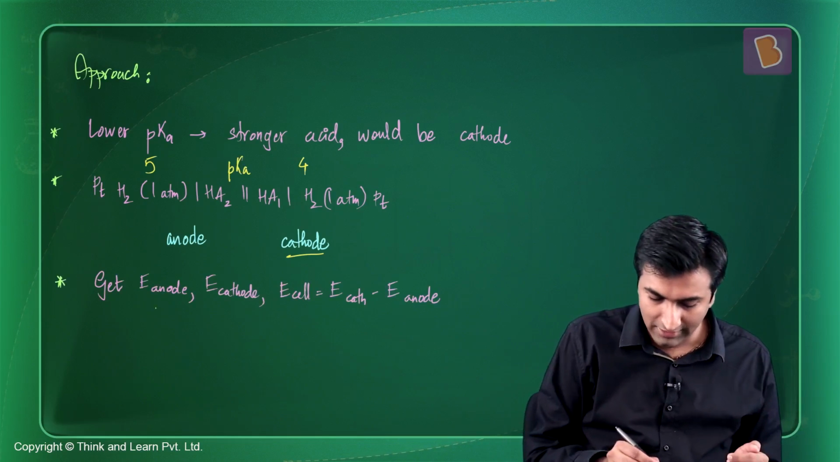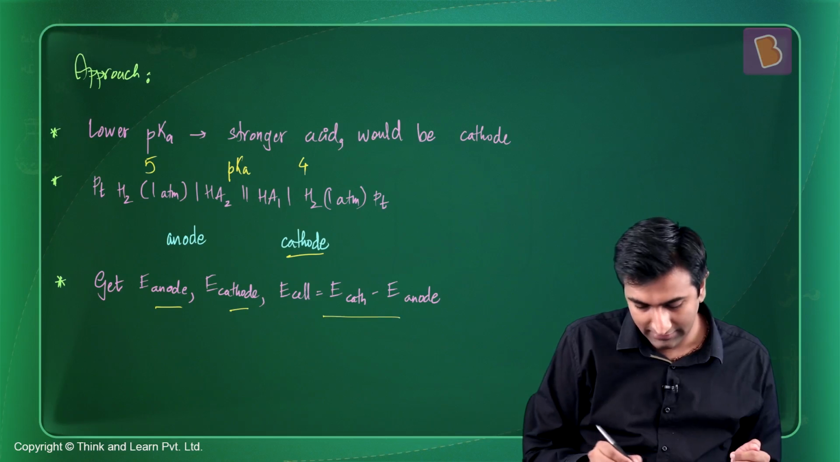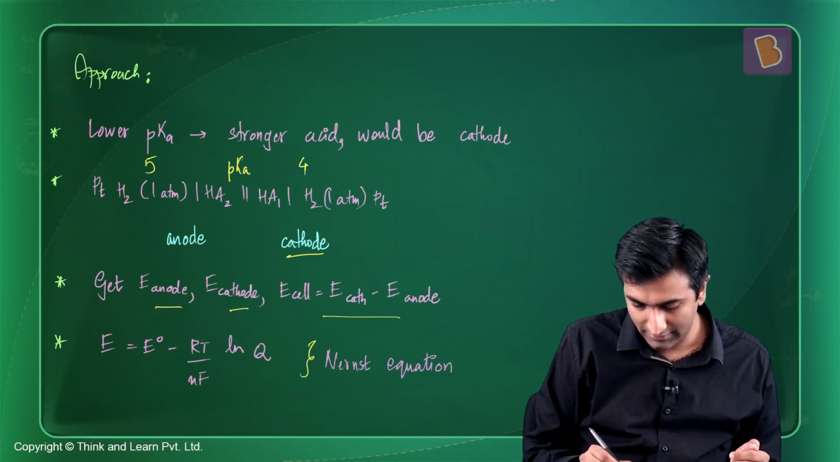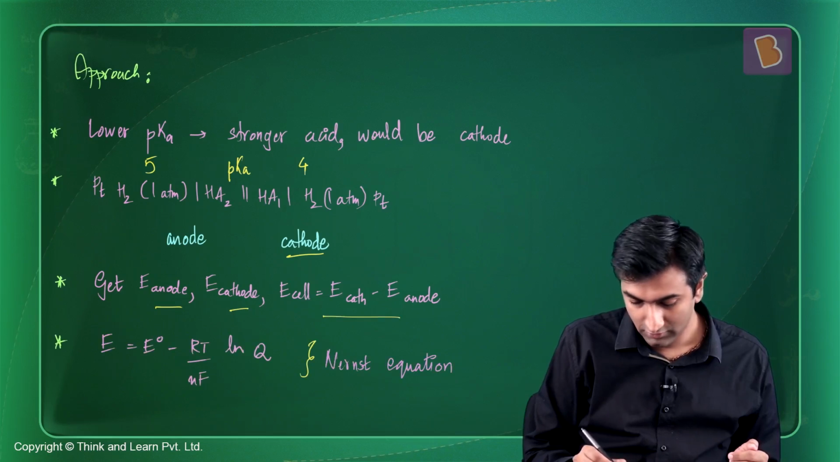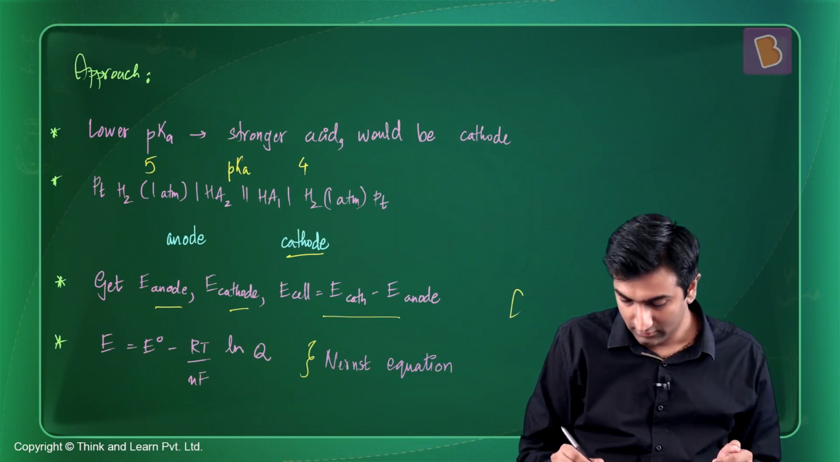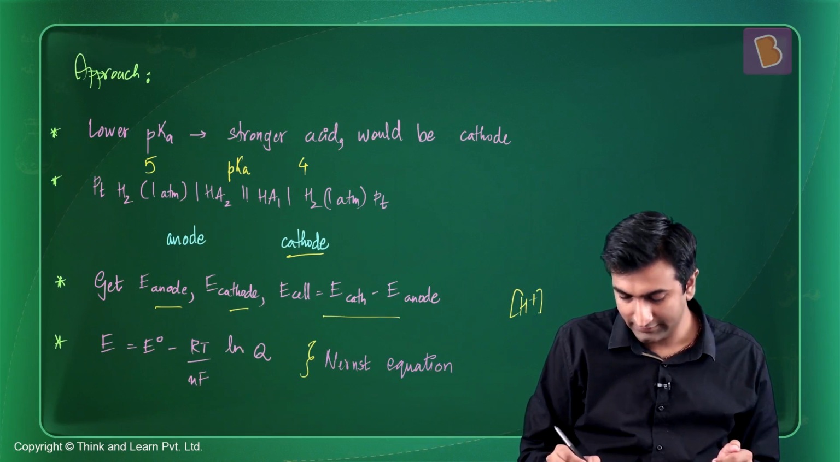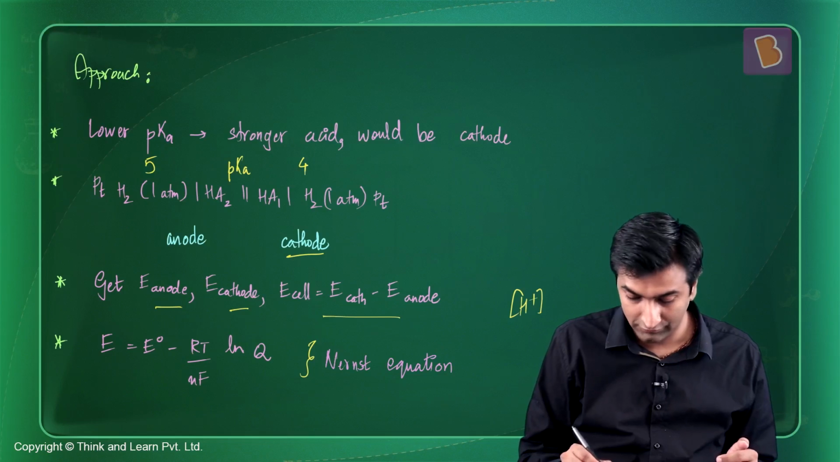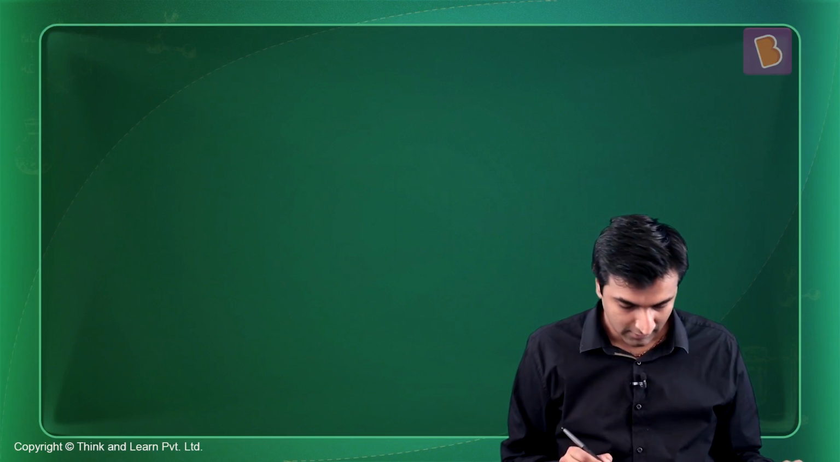So yeah, from here on you get E anode, E cathode, get E cell, and this is the Nernst equation that you would use to get there. The only thing you need to be careful about is what the H plus ion concentration is, because that would go into this Q value. So let's get started.